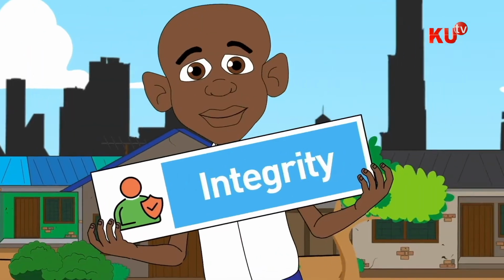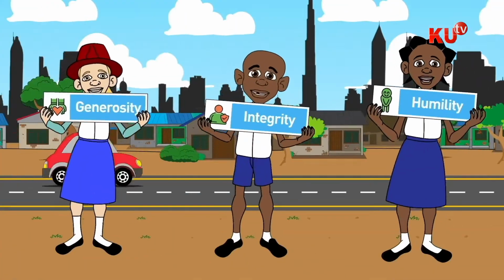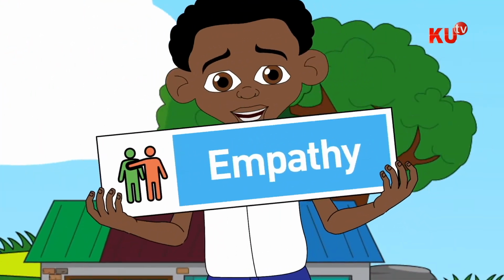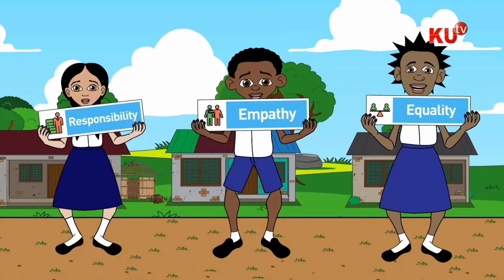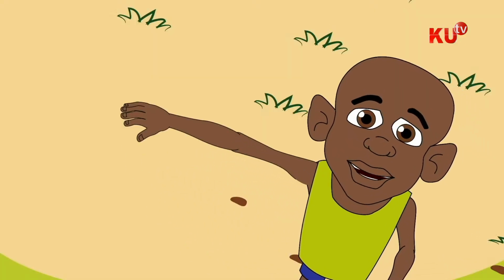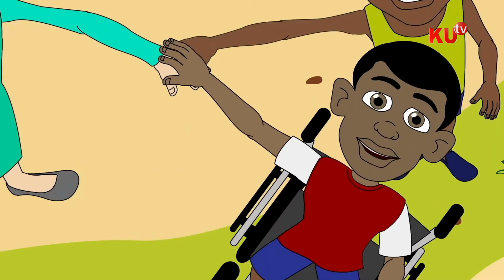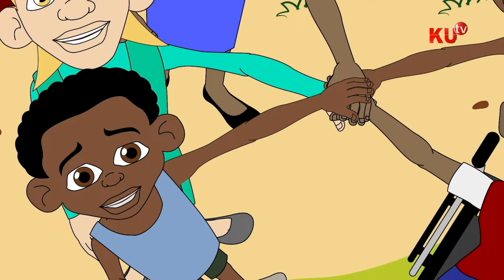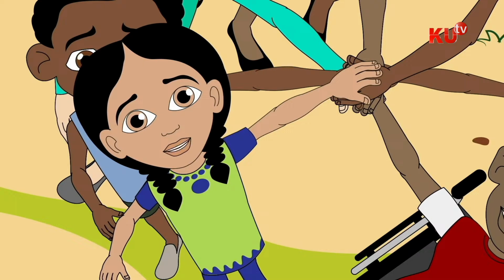Generosity, integrity, humility, responsibility, empathy, equality. I show Utu by being cooperative. I show Utu by maintaining peace. I show Utu by being resilient. I show Utu by being more patient. I show Utu by being honest. I show Utu by upholding equality. I show Utu by practicing empathy.